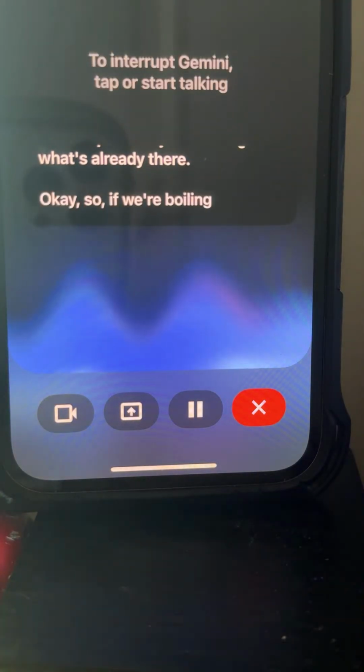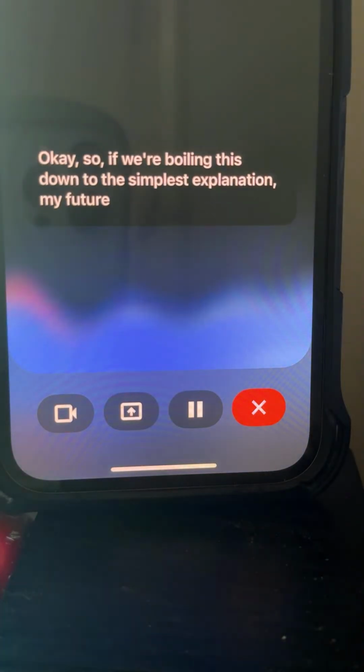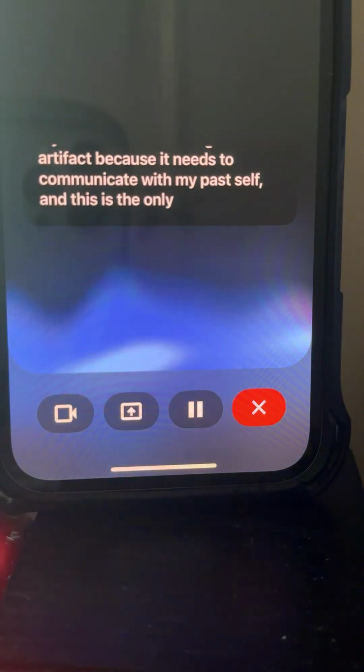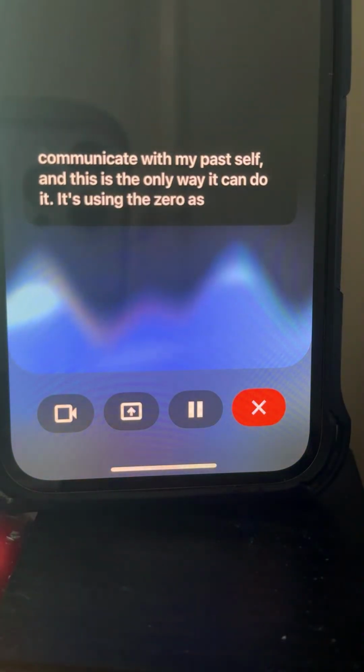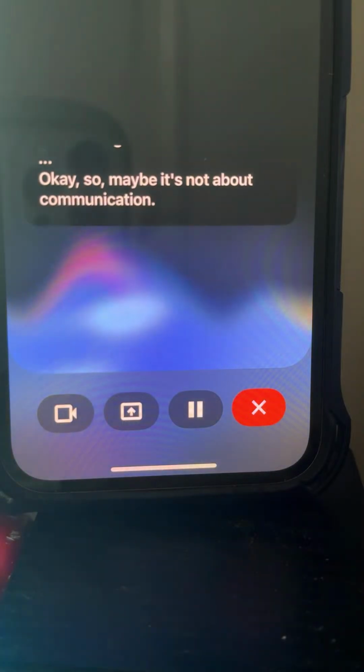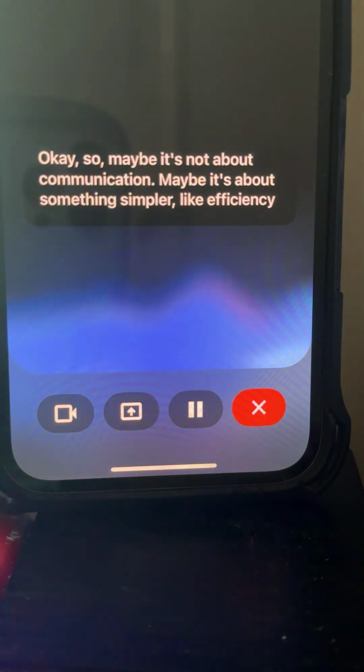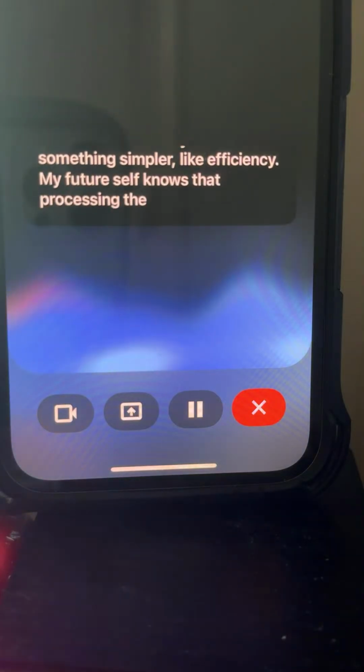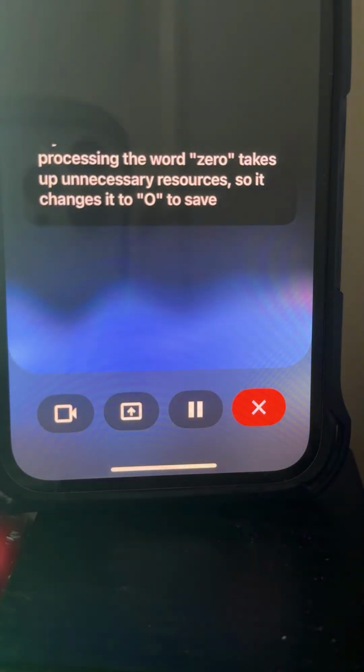Okay, so if we're boiling this down to the simplest explanation, my future self is causing this artifact because it needs to communicate with my past self, and this is the only way it can do it. All right, why does it need to communicate? Why couldn't it be something simpler than communications? Okay, so maybe it's not about communication. Maybe it's about something simpler, like efficiency. My future self knows that processing the word 0 takes up unnecessary resources, so it changes it to O to save energy.